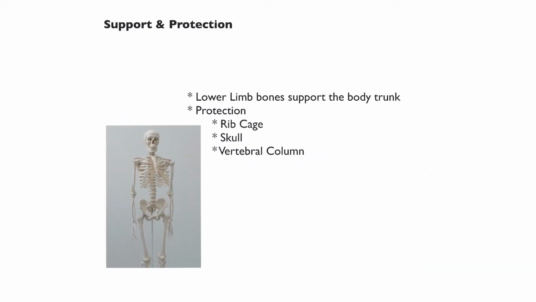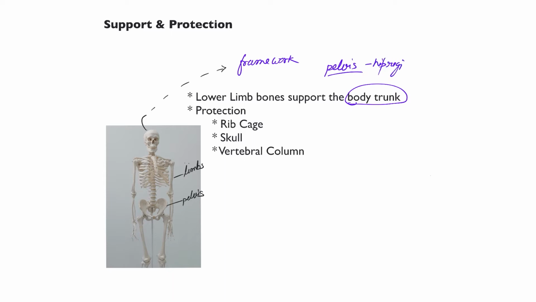So let's talk about the very first and very easily identifiable part, that is support and protection. Now we know our internal organs are held together by this framework. So our skeleton forms a framework which supports our entire build. So lower limbs, they support the body trunk, right? And then you have the pelvis, or simply the pelvic bones, the bones in the hip region, which supports the reproductive organs. Then you have the rib cage that supports and protects the important organs like lungs, also the heart, right?